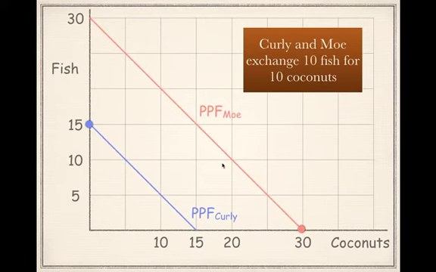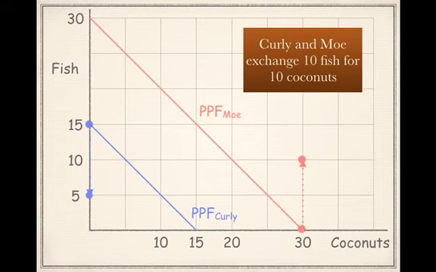So here are their respective production possibilities frontiers, and we want to take a look at, under this scenario, is specialization and trade possible for these individuals? We're going to assume that Curly's going to specialize in fish production and Mo in coconut production. Curly spends all his time fishing, catches 15 fish. Mo spends all of his time collecting coconuts. He collects 30 during the week. And they agree that they're going to trade 10 fish for 10 coconuts.